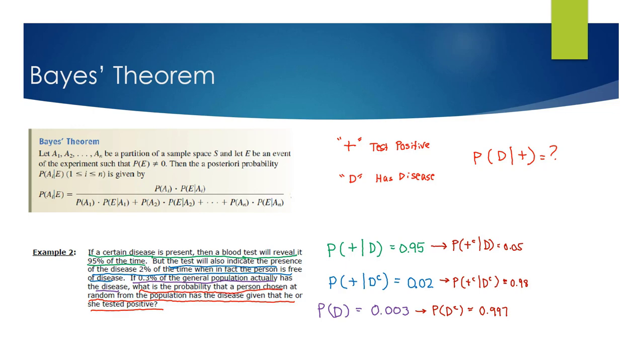Because if I'm going to do the probability of D given plus, then I'm going to do the probability of D times the probability of positive given D, which I had, over that product again, the probability of D times the probability of positive given D, plus the probability of not D times the probability of positive given not D.